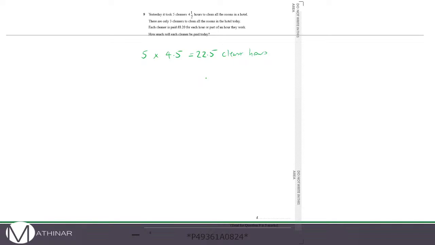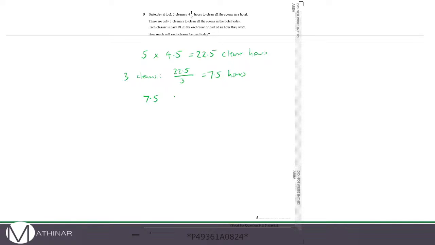If I had 10 people, then it would take 22.5 divided by 10, which would be 2.25 hours to clean the whole thing. So with only 3 cleaners, it's going to take 22.5 cleaner hours divided by the 3 cleaners, which means it's going to take 7.5 hours to clean it. Now, how much will each cleaner be paid today? Well, each cleaner is working 7.5 hours.